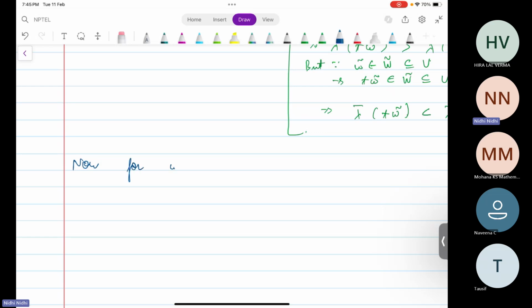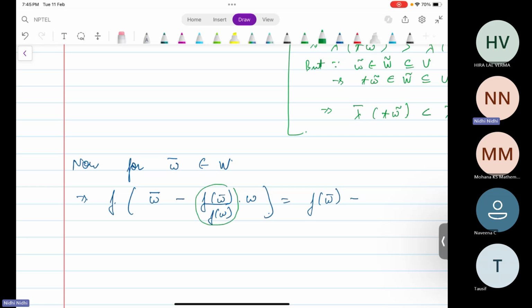Now, for any w, we have taken w specific, w bar belonging to capital W. We have f of w bar minus f w bar by f w times w is equal to, and this is f w bar minus, now since these are just scalars, they will come out, minus f w bar by f w times f w. This is equal to 0.